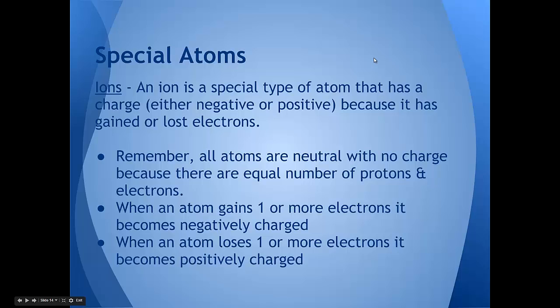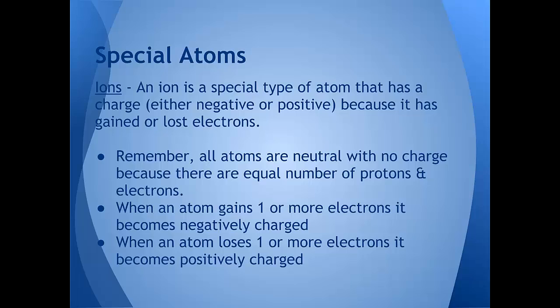The other case is ions. Ions are a special type of atom that has a charge because it has either gained or lost electrons. So we saw isotopes happen when we gain or lose neutrons. Ions happen when we gain or lose electrons. This comes into play when atoms start bonding with each other to form compounds and molecules, which we'll talk about in the future.